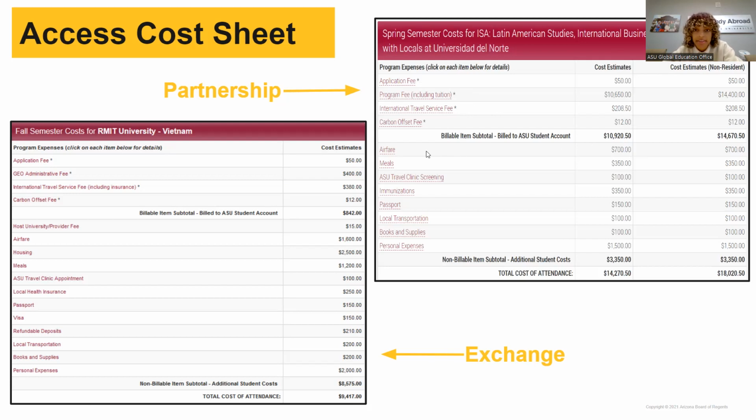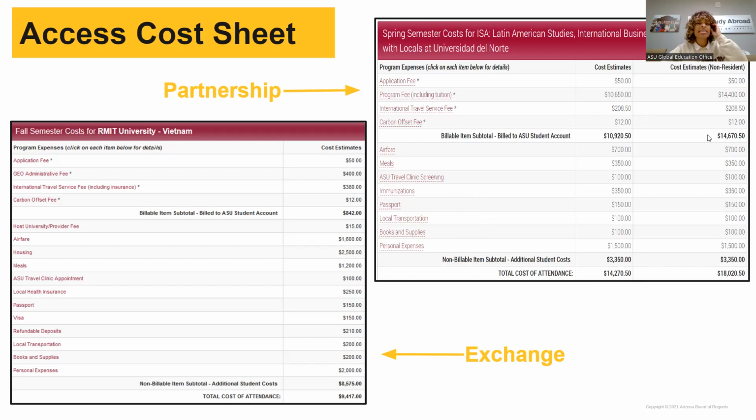Then the next chunk of line items, again, are the estimated costs that they try to give students to give them a sense of what they will pay out of pocket. Again, airfare for all of our programs is out of pocket, meals, your passport, local transportation, things like that. So there is the estimate of the non-billable subtotal. So what students are going to be charged is the billable subtotal.